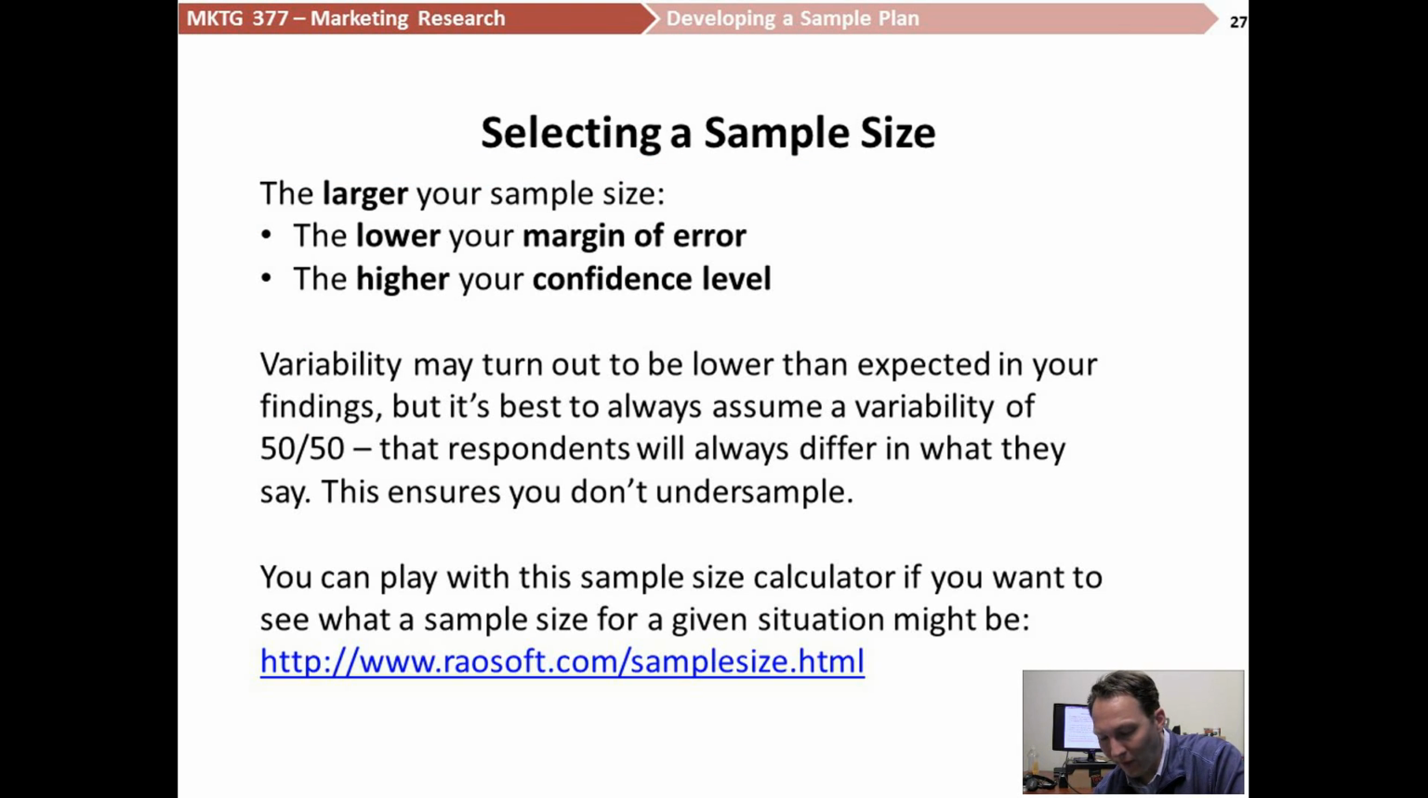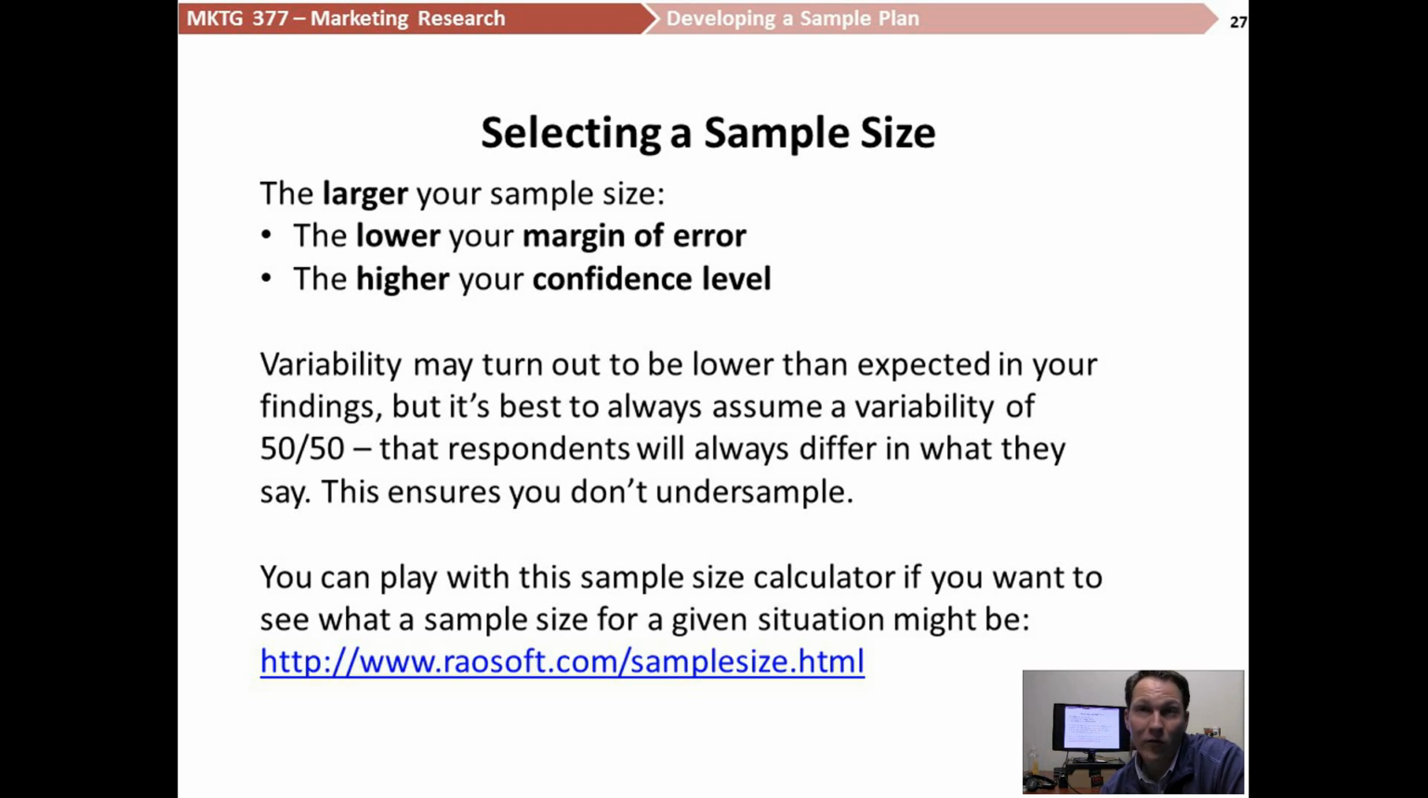So in selecting a sample size for your sample plan, just keep in mind the larger your sample size, the lower your margin of error and the higher your confidence level. So variability might turn out when you're done with your study to be lower than expected when you're looking at your findings, but it's always best to assume a variability of 50-50, that respondents are always going to differ in what they say. That ensures that you don't undersample.